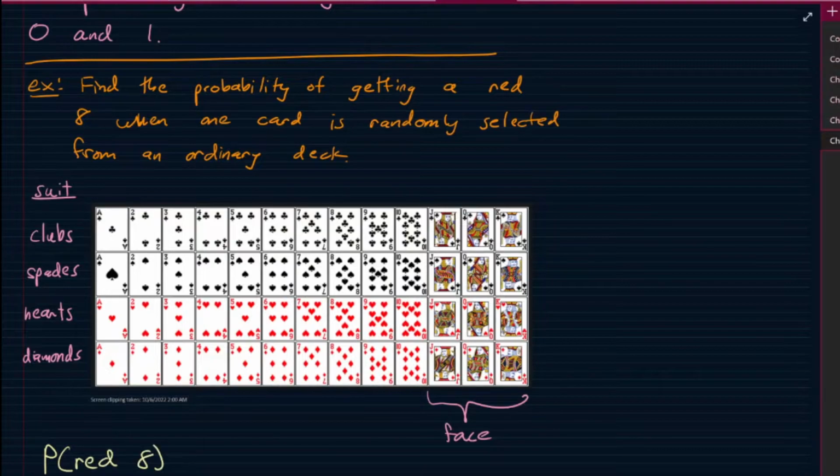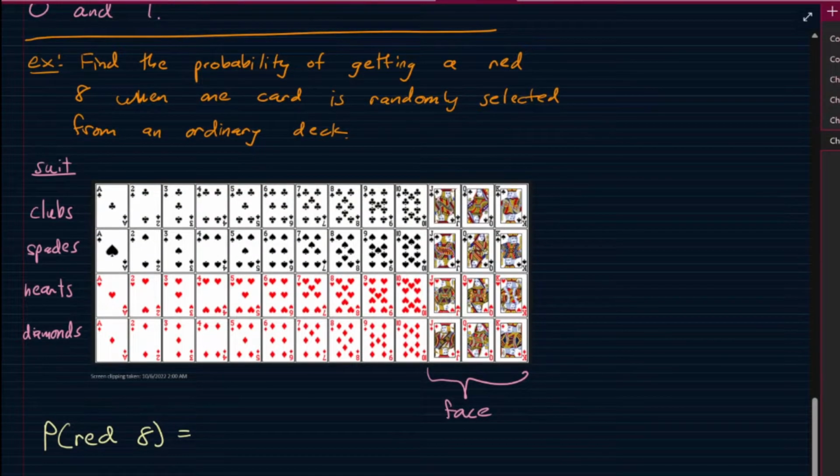And what's it going to be? Favorable over total. So how many of the outcomes are favorable to our event of getting a red 8? And what's the total number of events in the entire sample space? It's the fraction of that. Well, there's 2 red 8s, right? The 8 of hearts and the 8 of diamonds.